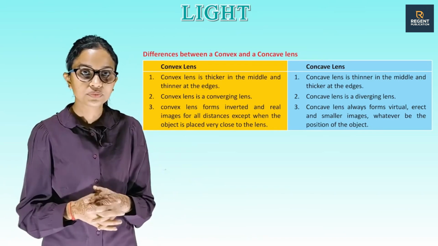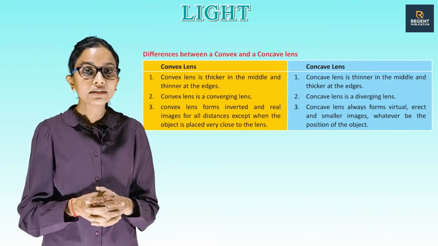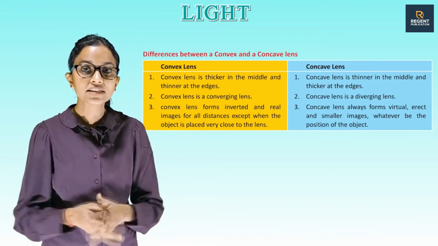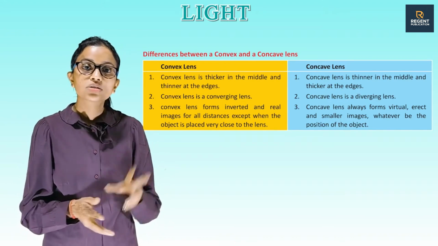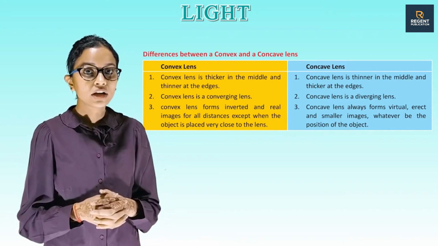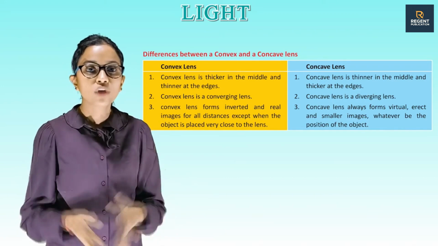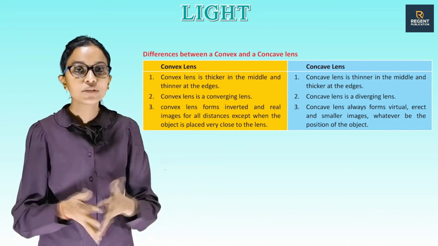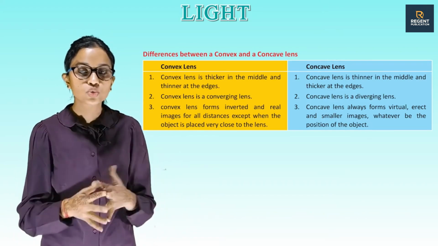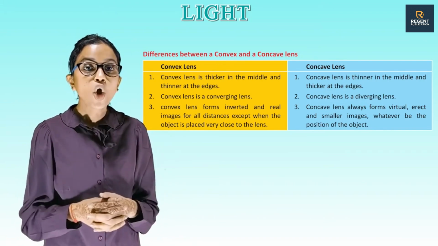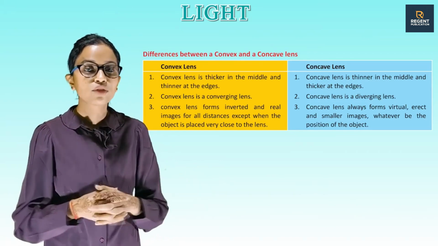Difference between a convex and a concave lens. Convex, concave. 1. Convex lens is thicker in the middle and thinner at the edges. Concave lens is thinner in the middle and thicker at the edges. 2. Convex lens is a converging lens. Concave lens is a diverging lens. 3. Convex lens forms inverted and real images for all distances except when the object is placed very close to the lens. Concave lens always forms virtual, erect and smaller images whatever be the position of the object.